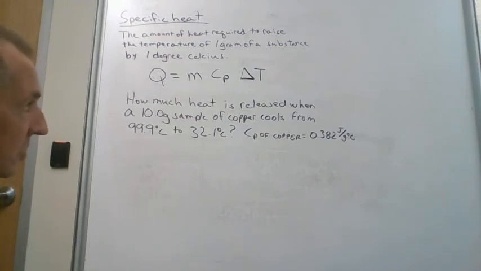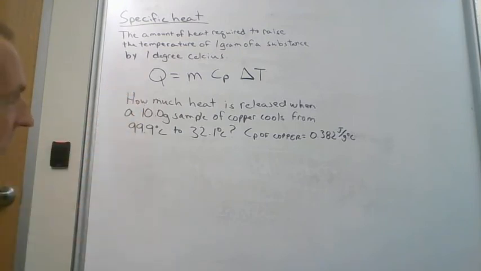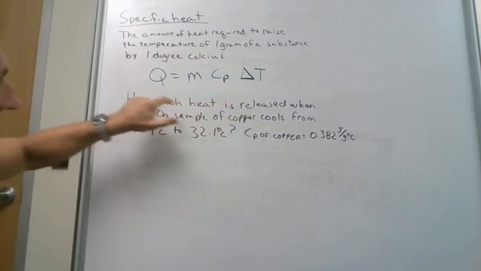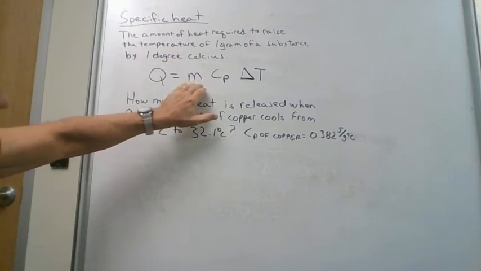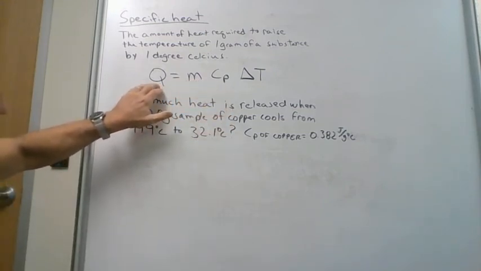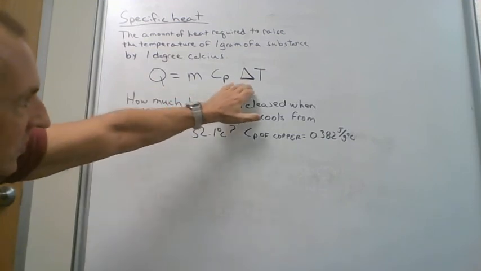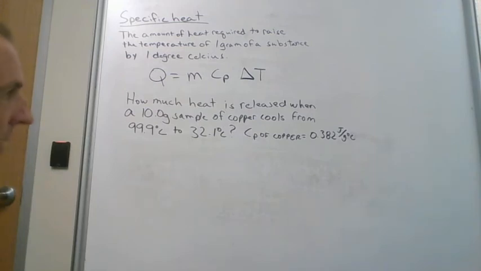Right, so if your temperature is going up, or the delta T is positive, your Q is positive and it's endothermic. If your delta T is negative, then your Q is going to be negative, meaning it's exothermic, it's giving off energy. Because again, the mass and the specific heat are always going to be positive, so the Q is going to be negative if the change in temperature is negative. The Q is going to be positive if the change in temperature is positive.